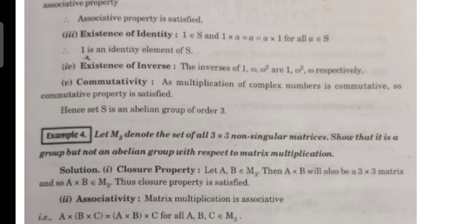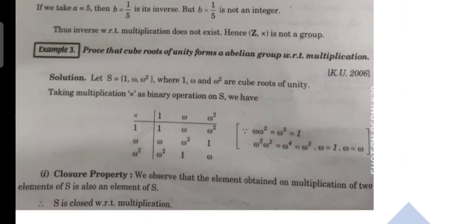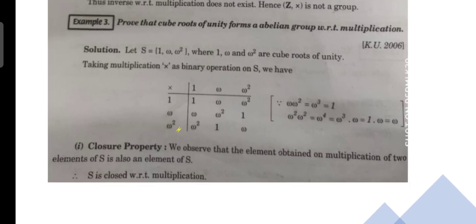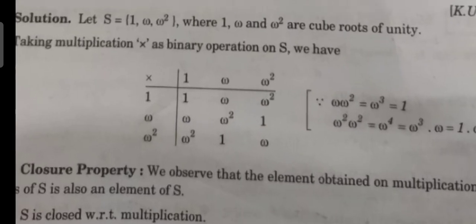What is commutative? If we multiply any two numbers, in whichever order the result is the same. So for that property, we'll see again the composition table. We'll draw the diagonal here. Next, we'll see whether the elements are symmetric about the diagonal.